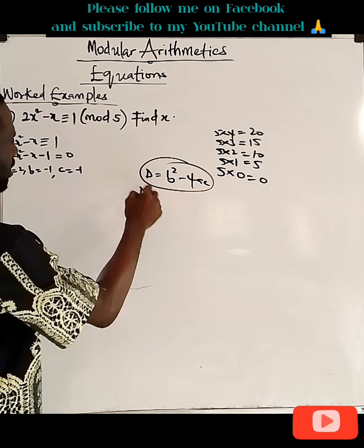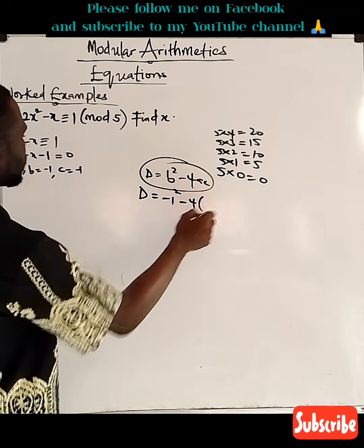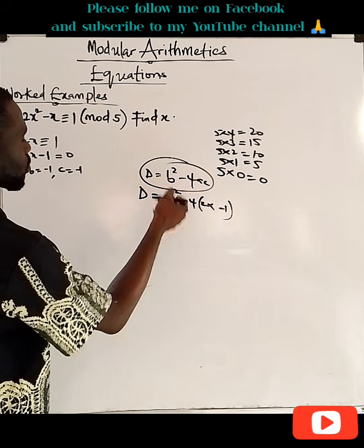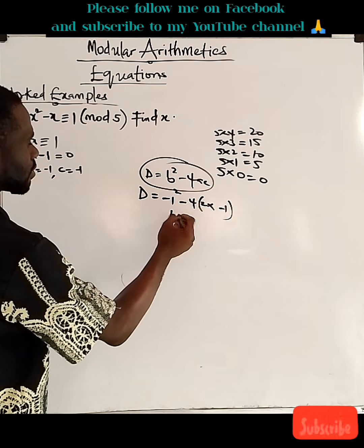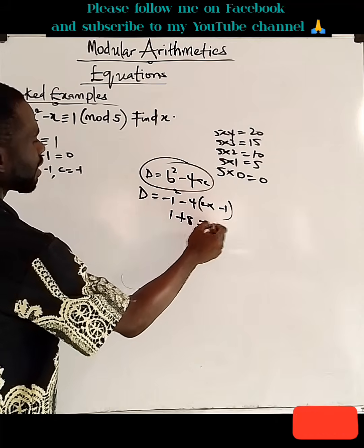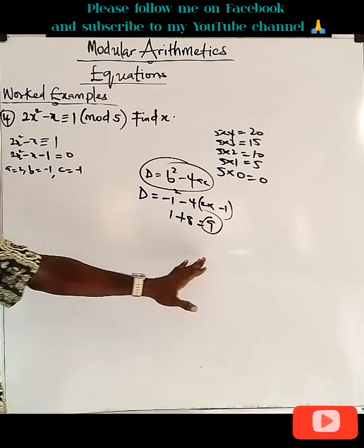So what's D going to be? What are we going to get? So b, minus 1, raised to 2, minus 4, a is 2, c is minus 1. So minus 1 raised to 2 is plus 1. Then minus and minus is plus, 4 times 2, 8. So we have 9. Good. So we have a real root. This is solvable.